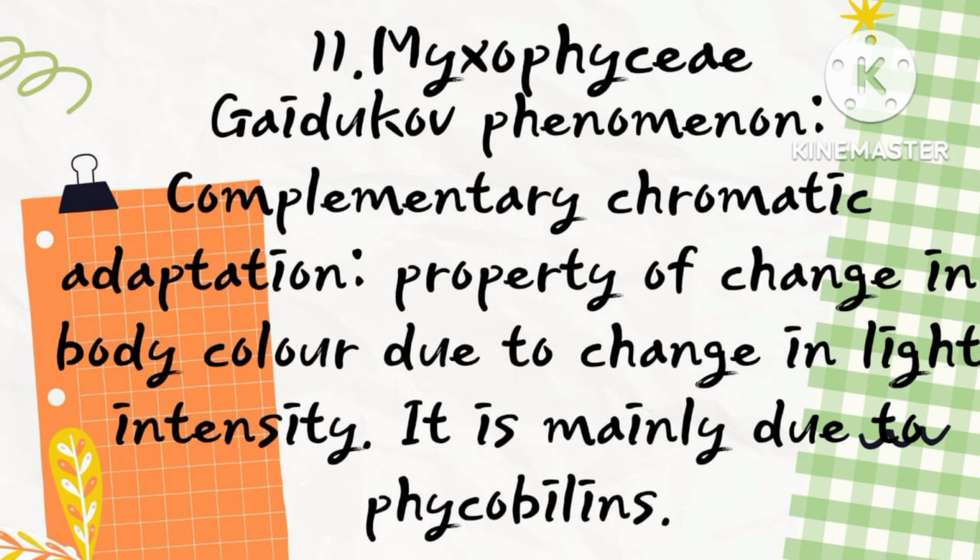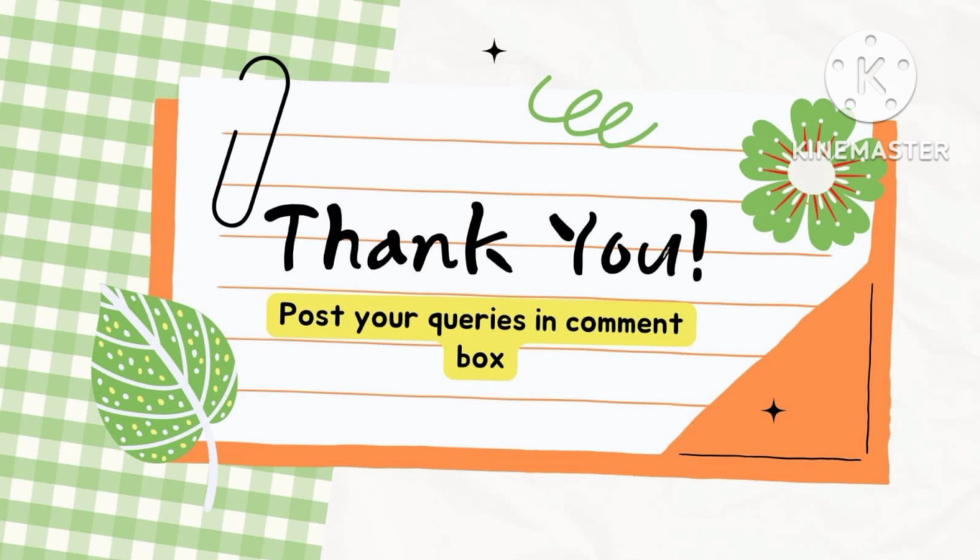Next is the Gaidukov phenomenon. Complementary chromatic adaptation is the property of change in body color due to change in light intensity. It is mainly due to phycobilins and seen in red algae too.